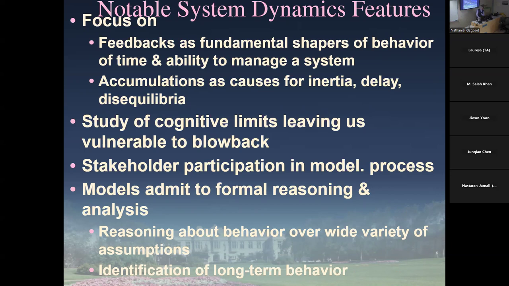So system dynamics, as I noted, emphasizes feedbacks and accumulation. There's this notion that, look, our cognitive limits leave us vulnerable to blowback. We make dumb decisions in complex systems, and that causes us a lot of grief. And by using a model, often a fairly simple model, we can improve our thinking and the thinking of decision makers. And we involve them in our modeling.